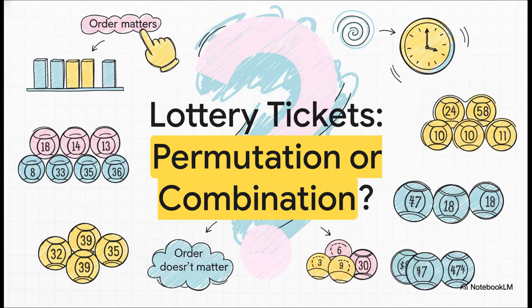So to leave you with one final thought, think about the lottery. When you pick your numbers, does the order they're drawn in matter? Or does it only matter which numbers get drawn? Using what you've just learned, you can now understand exactly why the odds of winning are so astronomically long. It's all just a matter of counting without counting.